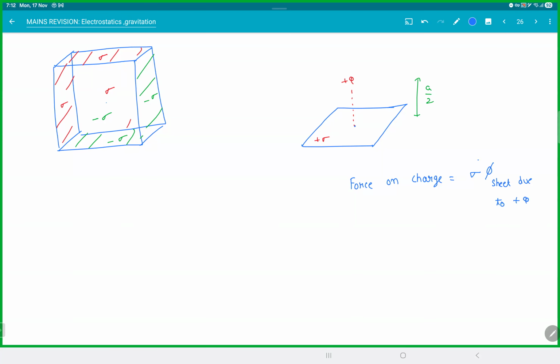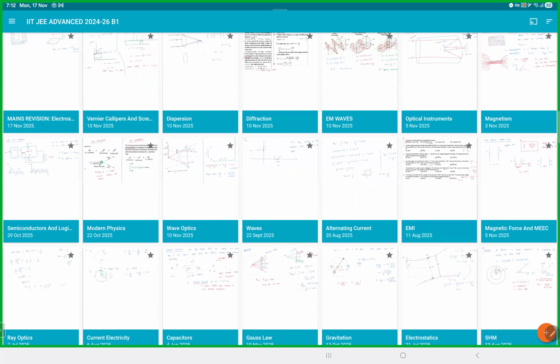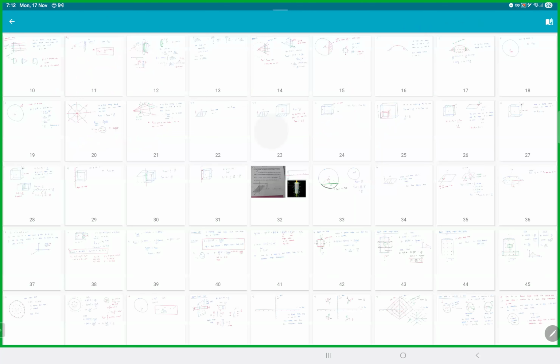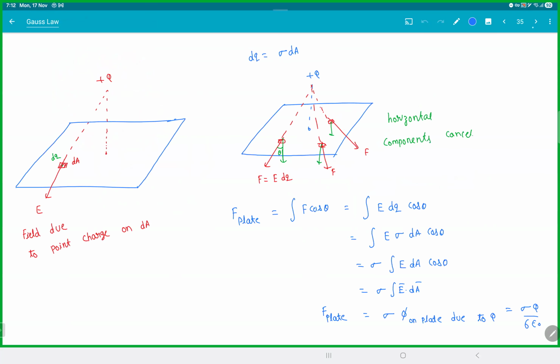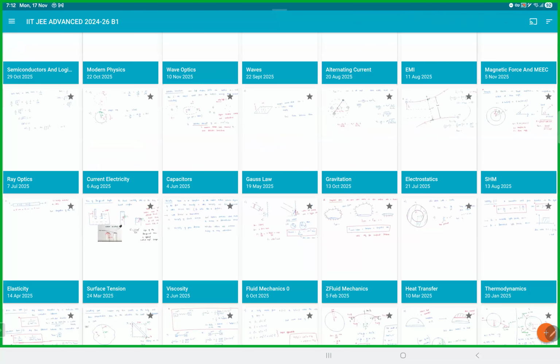You guys remember this? This you should check out in Gauss law. I'm not going to the derivation. You can check this out in Gauss law. This was a question. Somewhere here we did. There. Question 8, page 34. Find the force between them, plus Q and minus Q. Check it out in the Gauss law. It is there. So this is the formula there.